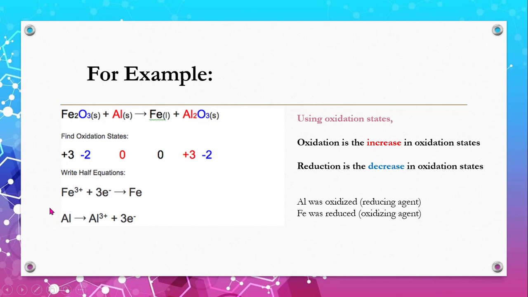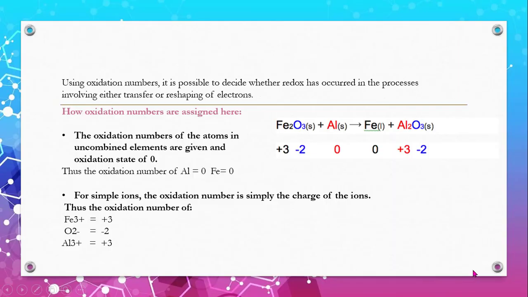So here are the half reactions, just to show you that iron was reduced and aluminum was oxidized. So using oxidation numbers, it's possible to decide whether redox has occurred in the processes involving either transfer or reshaping of electrons. So you might be wondering, how did we come up with these numbers?